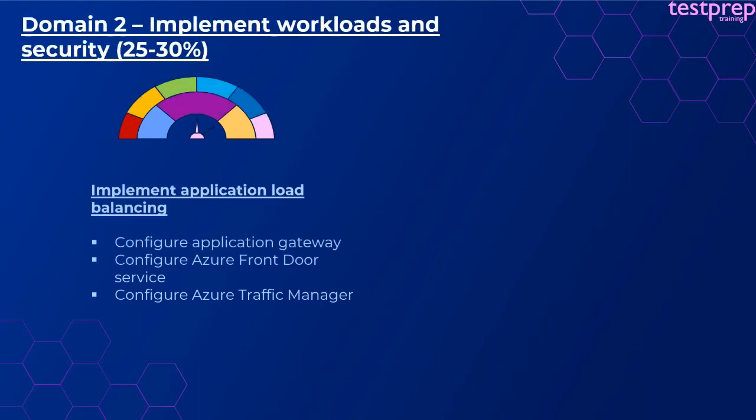4th, implement application load balancing. It is divided into 3 parts. 1. Configure Application Gateway. 2. Configure Azure Front Door Service. 3. Configure Azure Traffic Manager.